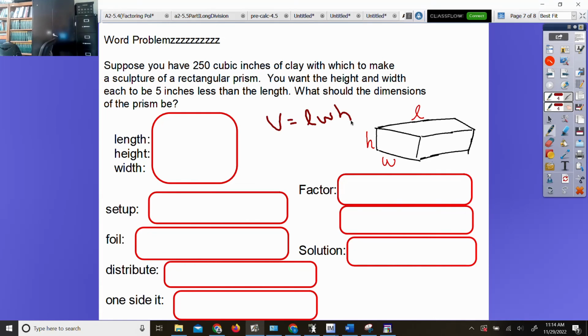We're going to call the length L. You want the height and the width to each be 5 inches less than the length. So if the length is L, what's the height? Both L minus 5. That's right, Ryan.